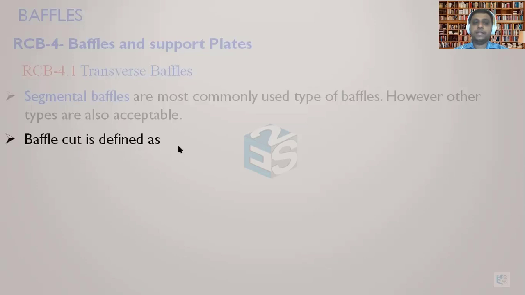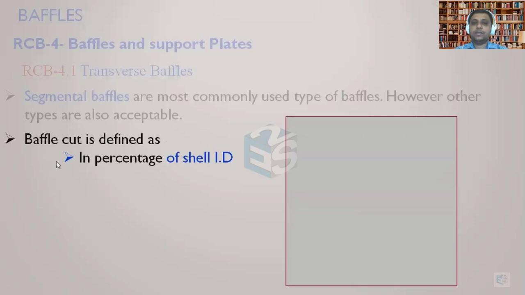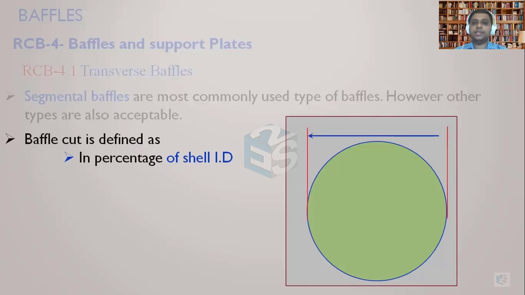Baffle cut is defined as every segmented baffle is having its cut. So that cut is defined in two ways in TEMA. One is in percentage of shell inside diameter. So let's have a look at how it needs to be calculated, or how the cut needs to be provided, if it is represented in percentage of shell diameter. Because in the process data sheet or from the STRI report, we will come to know how much is the percentage cut on diameter or on net area that has been specified.